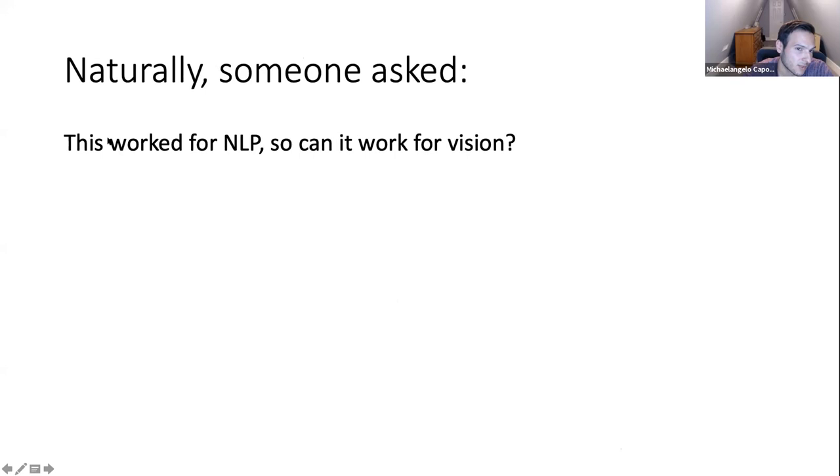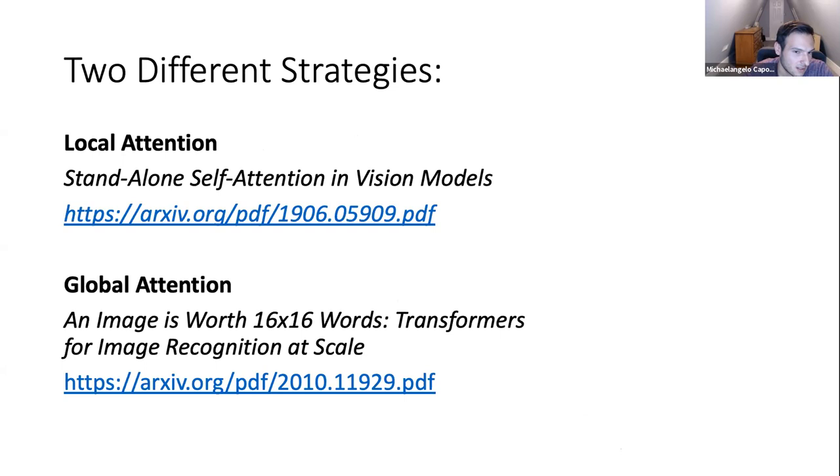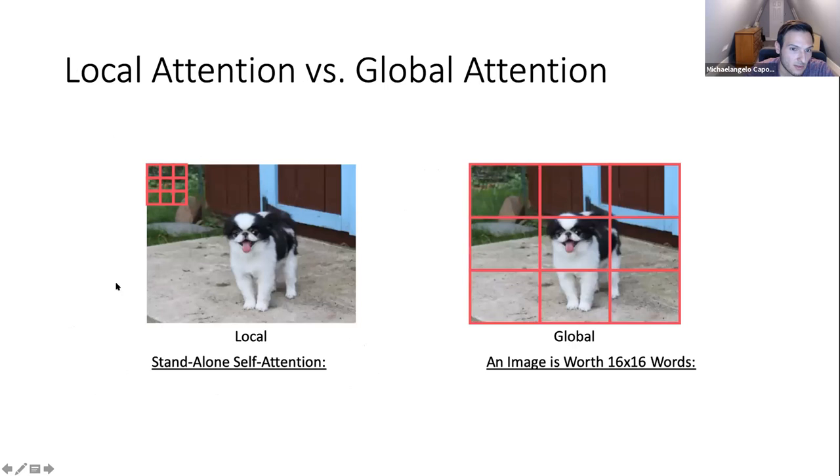Someone came along and said, well, it worked really well for NLP, so can it work well for vision? I don't want to go super deep into the details of these papers, because if the basic idea of self-attention is grasped, then you can see how it can apply to vision. There are two ways that it's done. One is local attention, in this paper, and the other is global attention. I'll describe what that means.